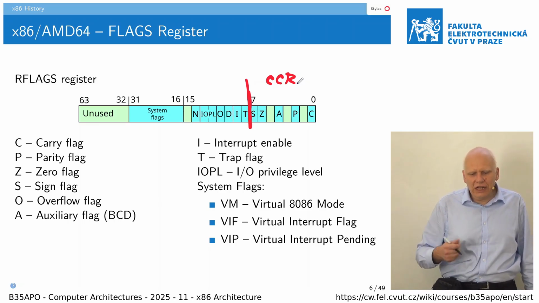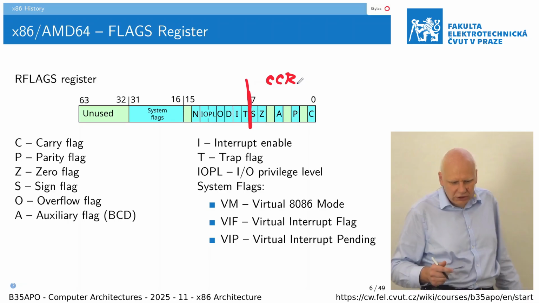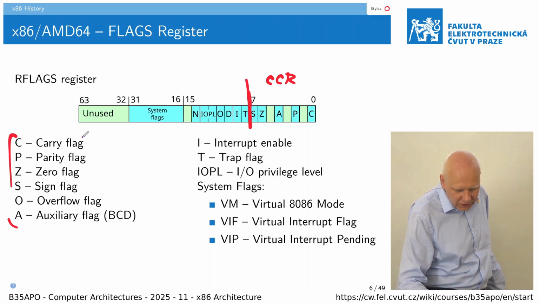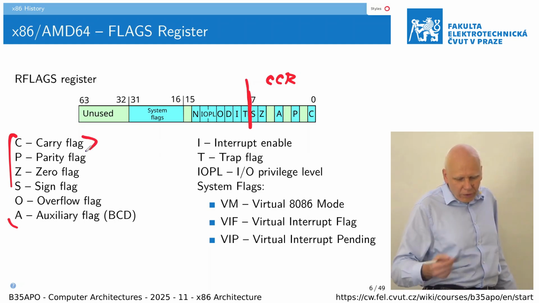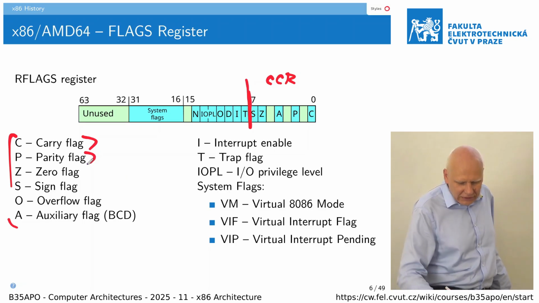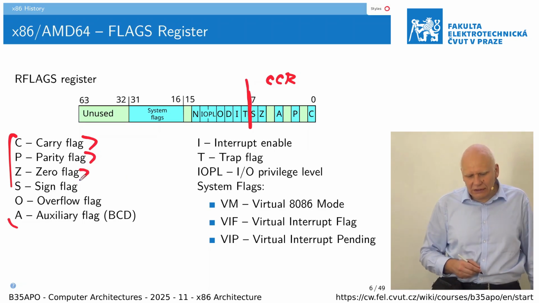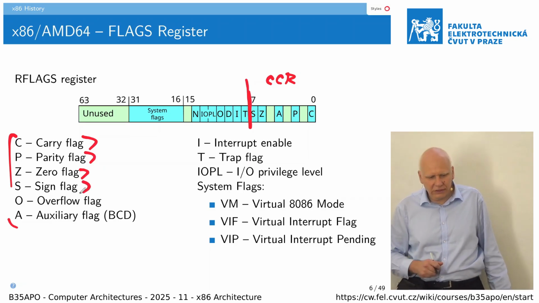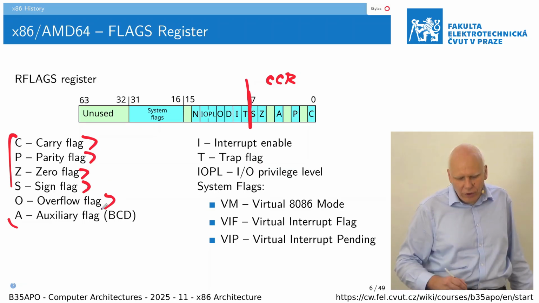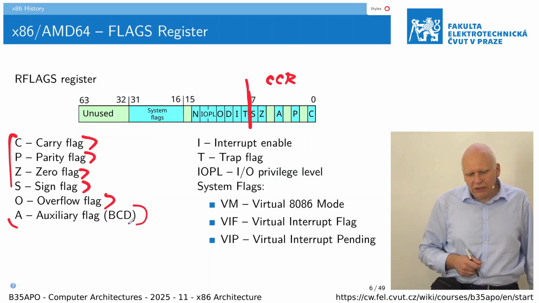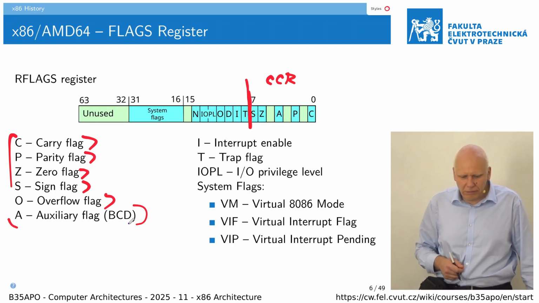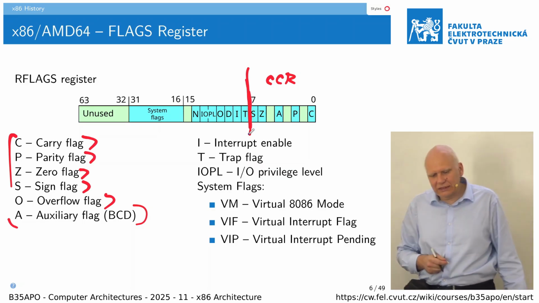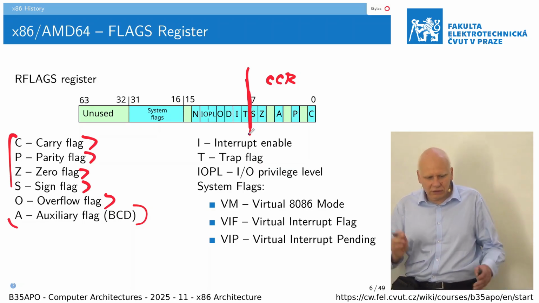So basically each arithmetic logic operation, or almost each, sets those bits which inform if there was unsigned overflow or carry, what is the parity of the result, if the result is 0, if the sign is negative or positive, if there is arithmetic overflow, and there is some additional flag which allows to compute in binary coded decimal values.